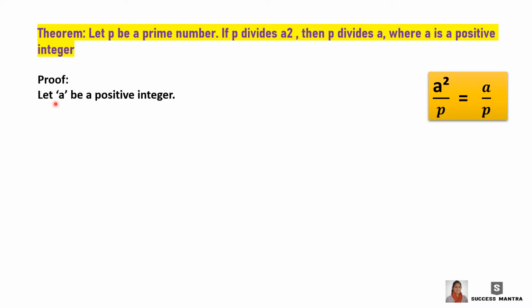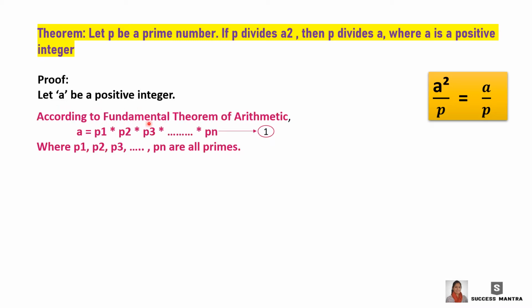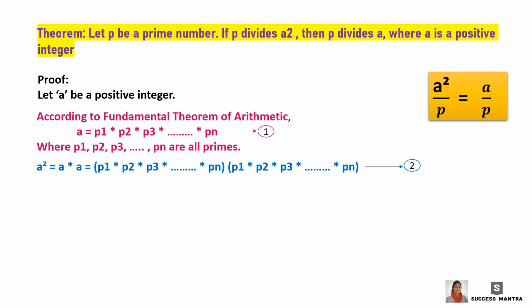So first of all we assume that a is a positive integer. According to our fundamental theorem of arithmetic, we know that a is equal to p1 into p2 into p3 etc. up to pn, where p1, p2, p3 etc. up to pn are all prime numbers, and also p1 is less than or equal to p2, less than or equal to p3, etc. up to pn. Then a square is equal to a into a, that is p1 into p2 into p3 etc. up to pn, multiplied by p1 into p2 into p3 etc. up to pn.